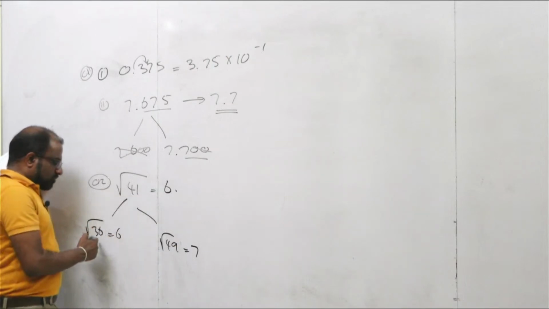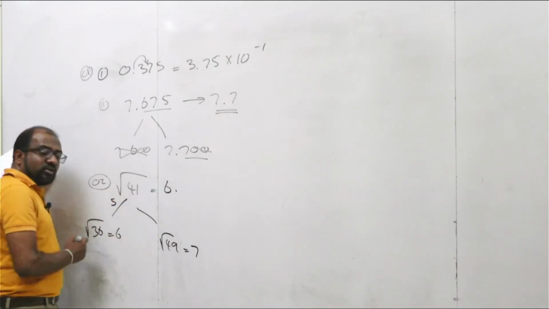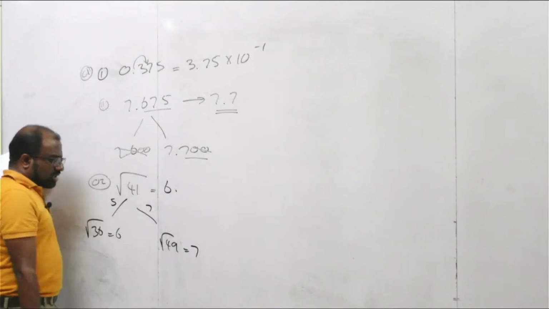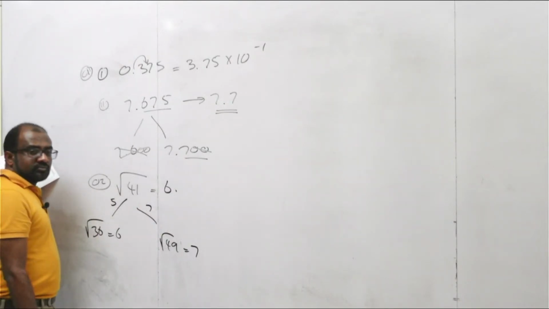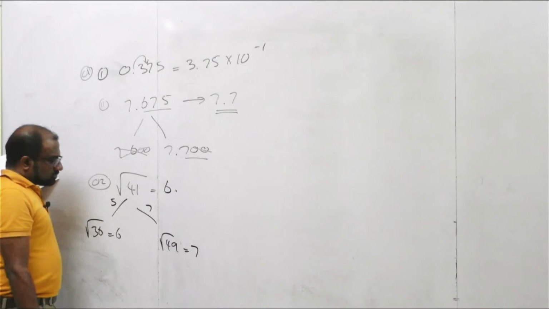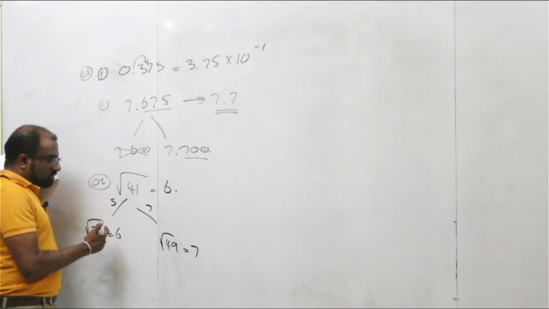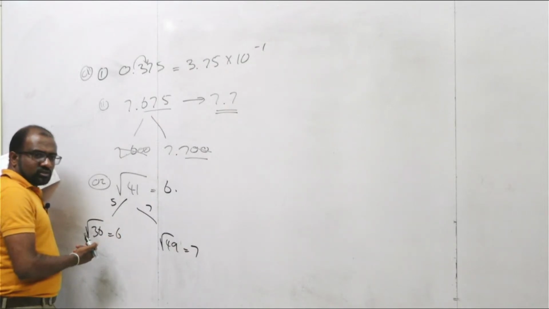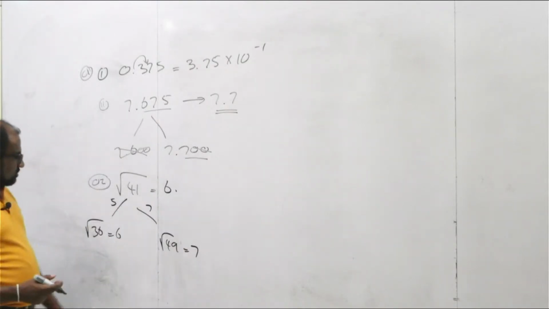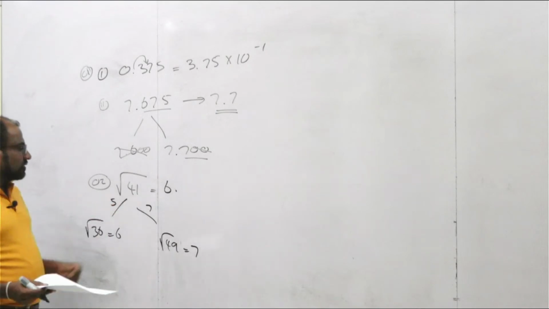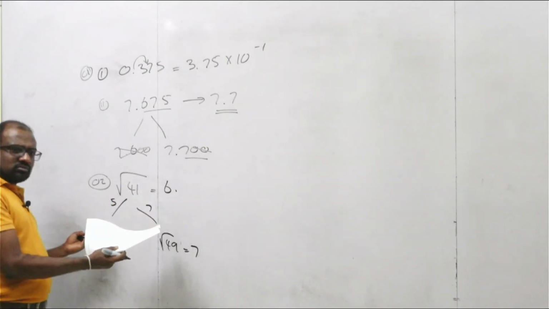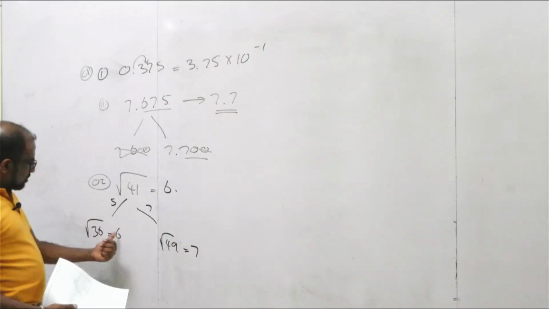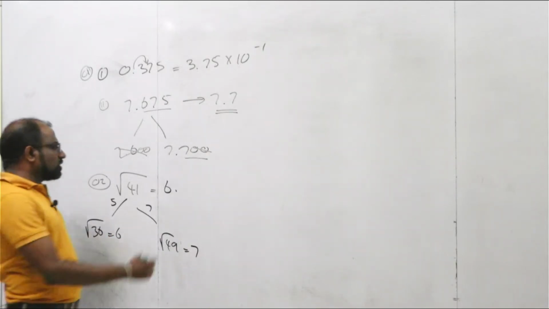Then check the gap. From 36 to 41, there are only 5 numbers. From 41 to 47, there are only 7 numbers. Right? So, this should be closer to what? 36. 6 point. Now, what? This side 5, this side 7. Then we go 6, 6. It's right in the middle. So, 6.4 is better.